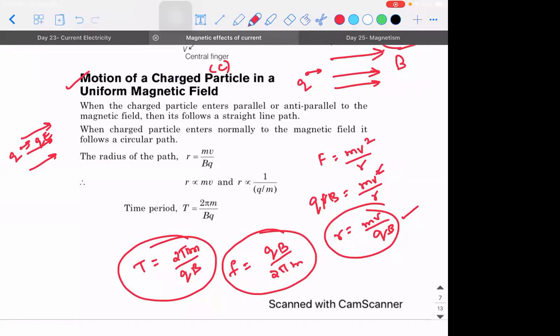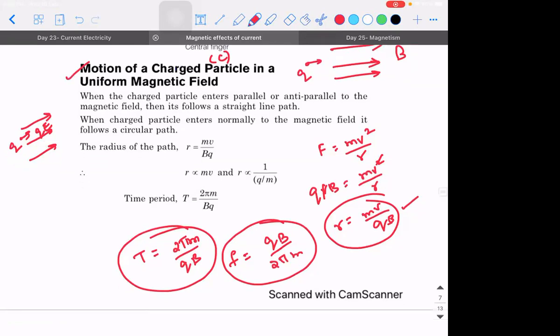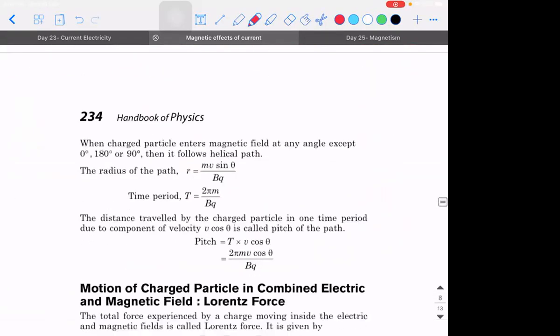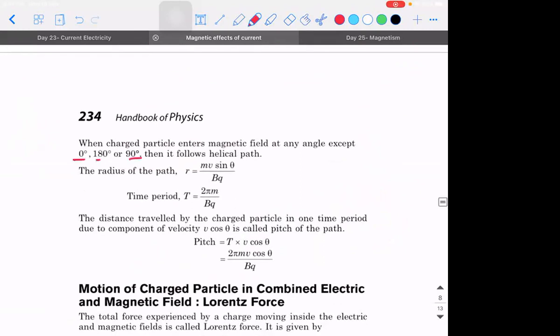Last time I'm repeating: a charged particle projected perpendicular into an electric field, the path is a parabola. In a magnetic field, the path is circular. So what about the circular path? It is a uniform circular motion. It is not a non-uniform circular motion. Remember that. Okay?